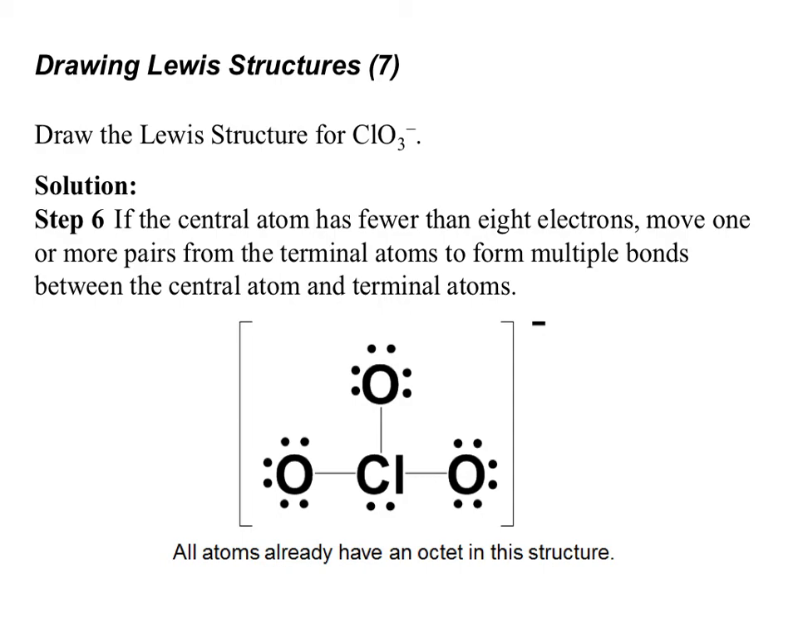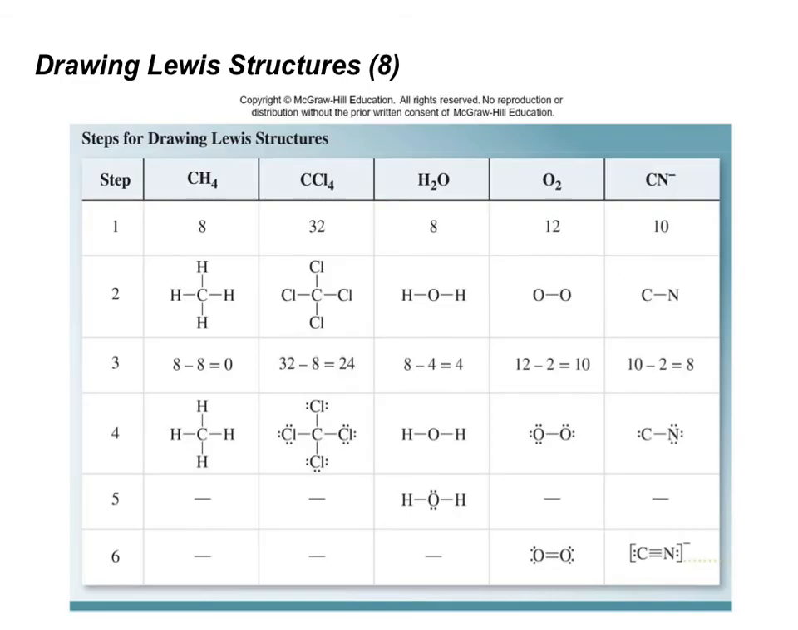This is the structure. Here we have a table going through step by step how to get to the Lewis structures of these 5 compounds, with varying scenarios of whether you're going to need multiple bonds or not. I recommend practicing and giving it a go. Cover up the table as you work on each structure and then check your work.